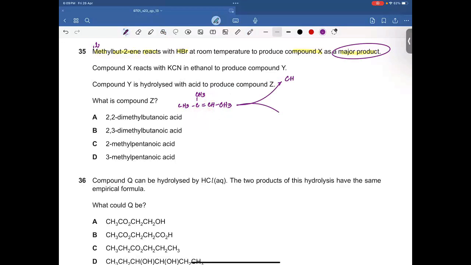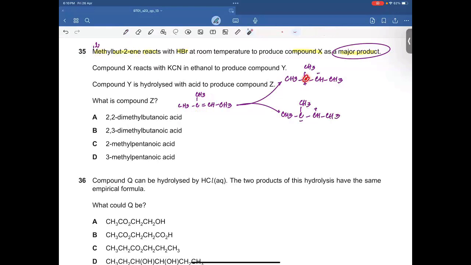So this is CH3, CH3, and this becomes positively charged. This is CH minus, and this is CH3. And when I shift the pi bond to this carbon, obviously this carbon becomes positively charged and this becomes negatively charged. Then CH3, CH3 negative, and this is CH positive, and this is CH3.